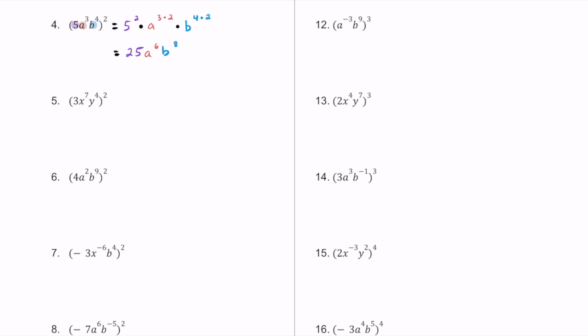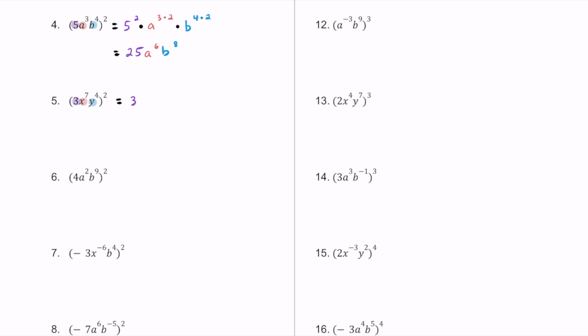In number 5, we have the quantity of 3 times x to the 7th power times y to the 4th power, and that whole thing is raised to the second power. Notice again, just like in the last example, we have 3 different bases here. So our first base is going to be 3. So again, this is 3 to the first power. I'm just not writing the little 1.